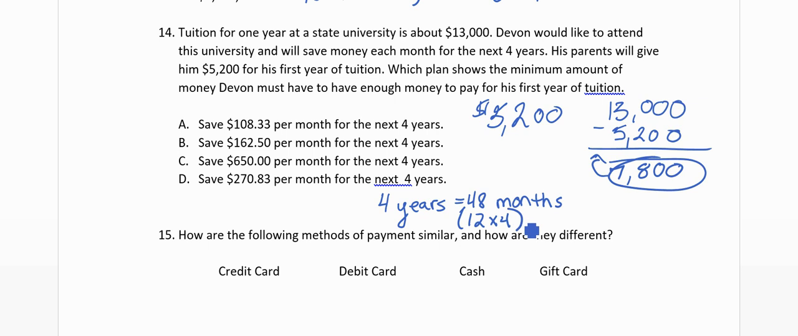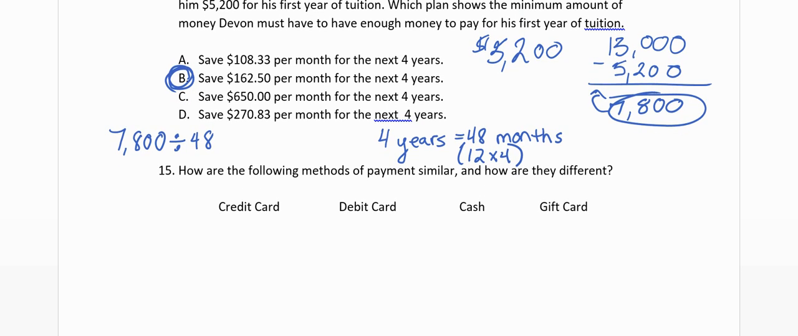Okay, so I'm going to take 7,800 and divide it by 48 months. And when I do that, I get 162.50. So that's how much that Devin needs to save until he leaves for college for each month.